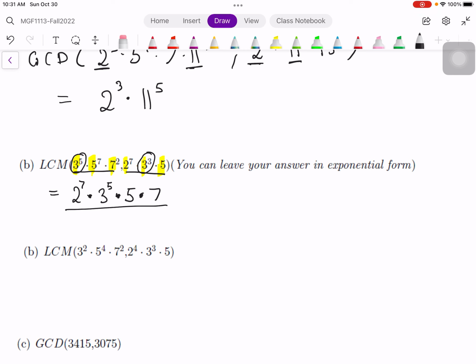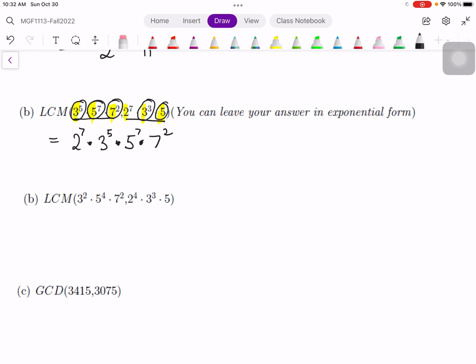5 appears as 5, and then 5 to the power 7, you go with the bigger of the powers. And then 7 just appears as 7 squared, so that's the power you go with. Since I only had 7 squared, it's just 7 squared. When you have two different powers, then you go with the bigger power. And that's the answer.